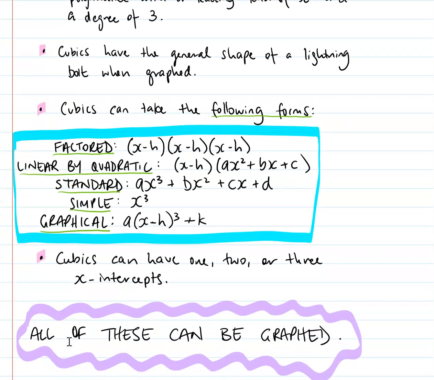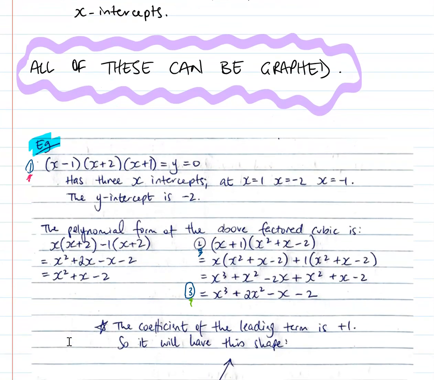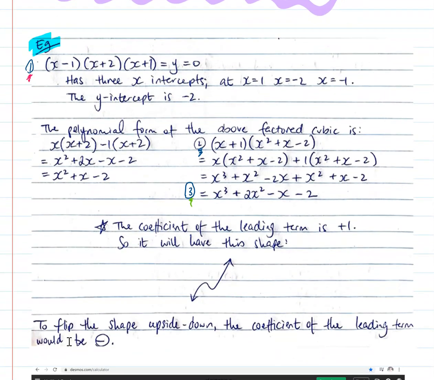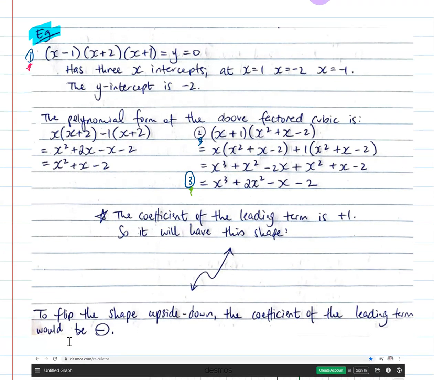So if we continue to have a look, we can see that any of them can be graphed, obviously, and here is our example. The example is the factored form (x minus 1)(x plus 2)(x plus 1) equals 0. So we have our 3 x-intercepts, which are quite clearly stated there. We can see that the x-intercepts are at x equals 1, x equals negative 2, and x equals negative 1. And if I was to go ahead and replace all of those x values in that function with a 0, we would find our y-intercept, which in this case would be negative 2.